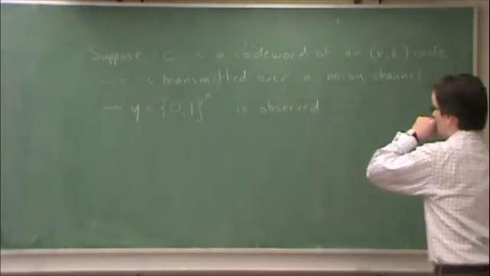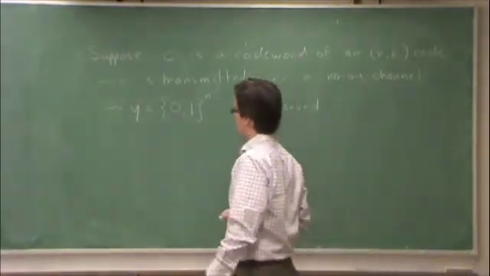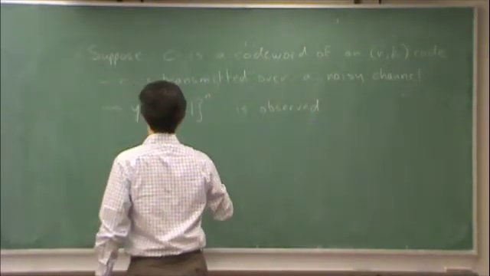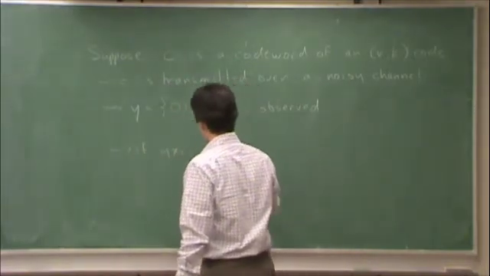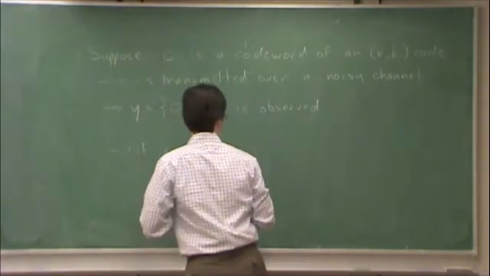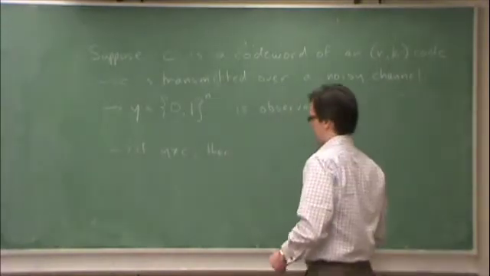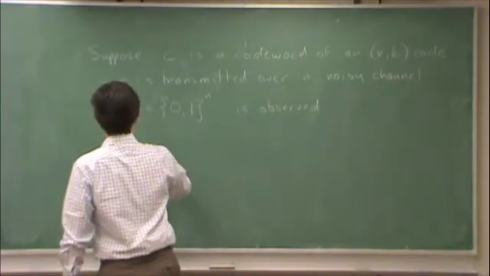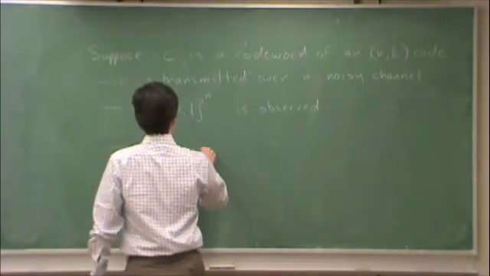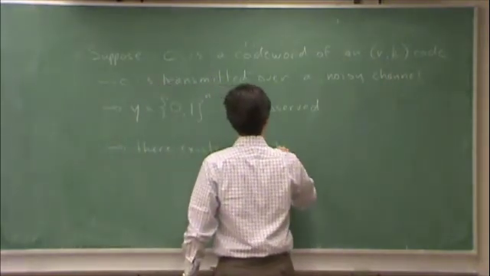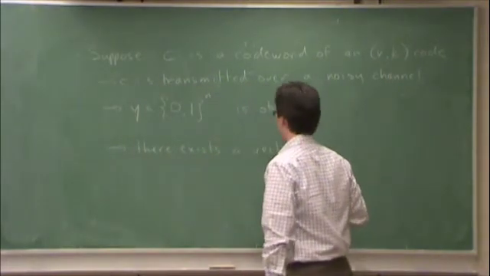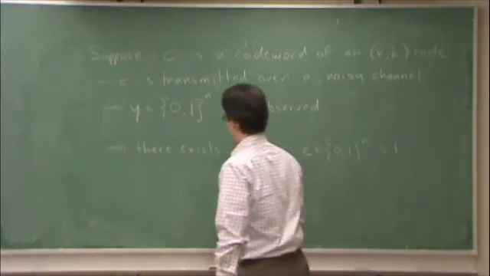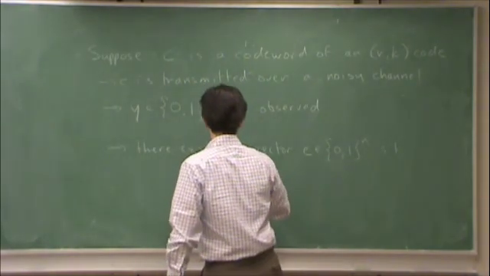If that's true, if Y is not equal to C, and even if Y is equal to C, actually, let me just get rid of that specification. Whatever Y is with respect to C, there exists a vector E in {0,1}^n such that Y is equal to C plus E.